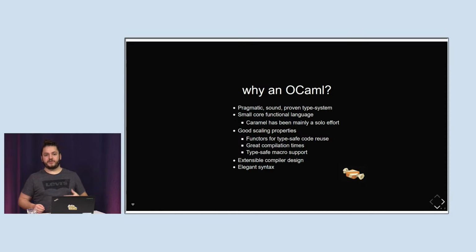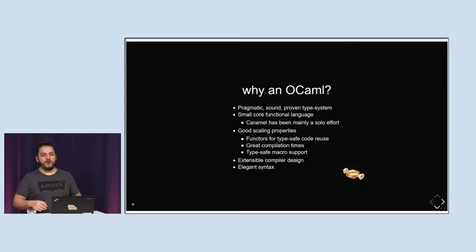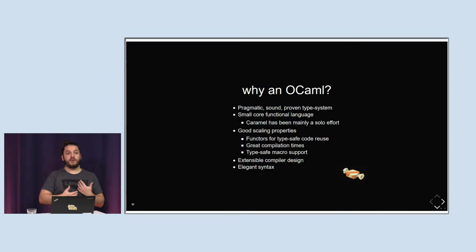We also have other things. For example, OCaml has a very small functional core language, right? The functional parts of OCaml are super tiny. And this was crucial at the beginning because Carmel has been mainly a solo effort. It's mainly been me outside of work getting this done. Now that's changing, thankfully. Both Nico Bau and Michal Lapik, they're helping out a lot. But the fact that the language is very tiny means that there's less effort to do when you're doing the translations. And OCaml also has this really good scaling properties, right?